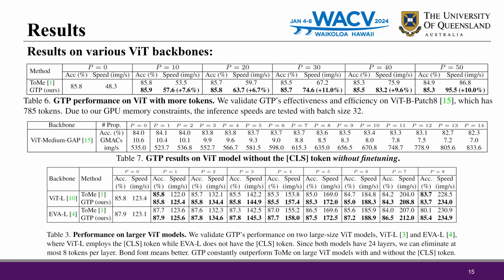We also validate our method on various ViT backbones, including ViT base patch 8, which has 785 tokens instead of merely 197 tokens as a normal ViT has. We also test our method on ViT using global average pooling, which does not have the class token. And we test on larger ViT models such as ViT large and EVA large. Our method outperforms the state-of-the-art token merging method on all these backbones. These experiment results demonstrate that our GTP-ViT is universal and robust.